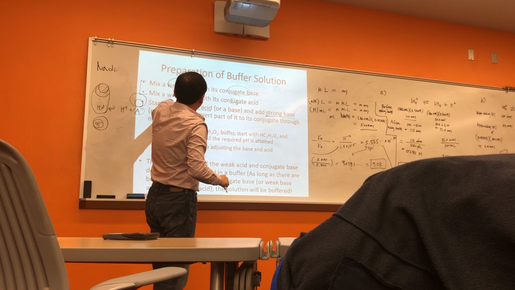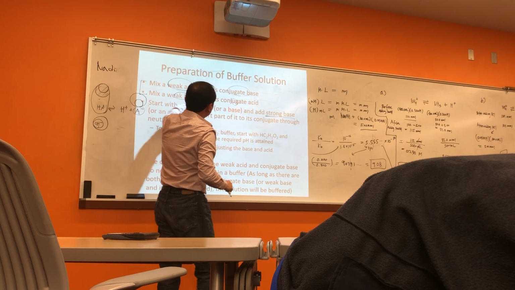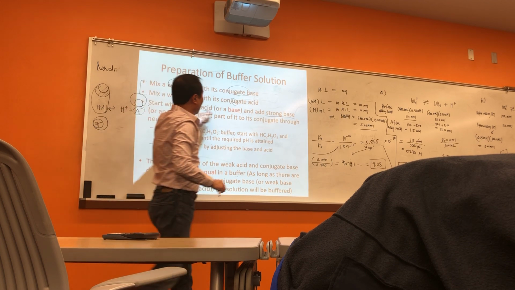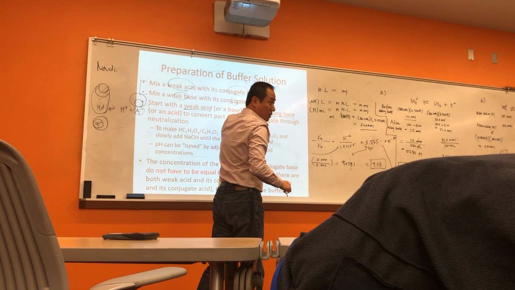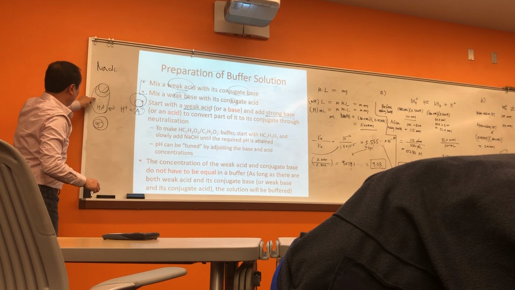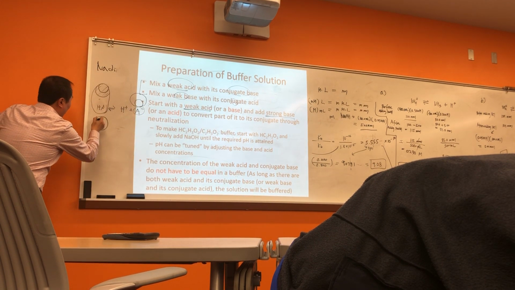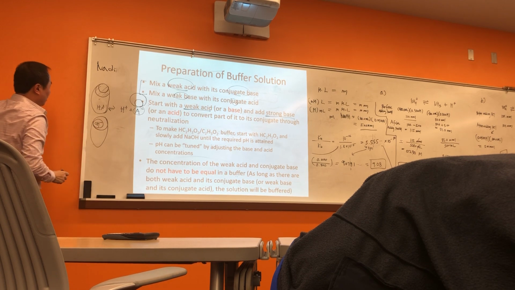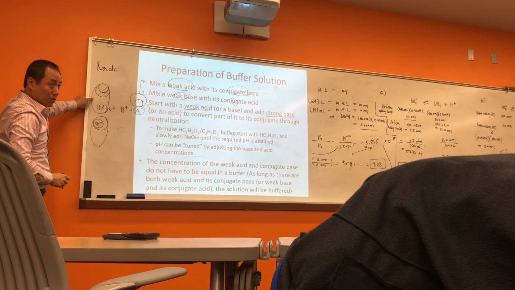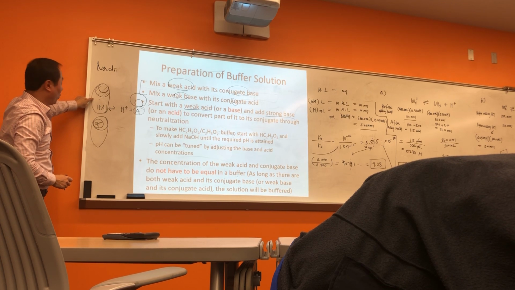You can start with both weak acid and conjugate base, or you just start with weak acid only, but use strong base. But the amount of base should be less than the original amount of that weak acid. If you use a lot of base, you're going to use up all of the original weak acid. You do not have a buffer anymore.